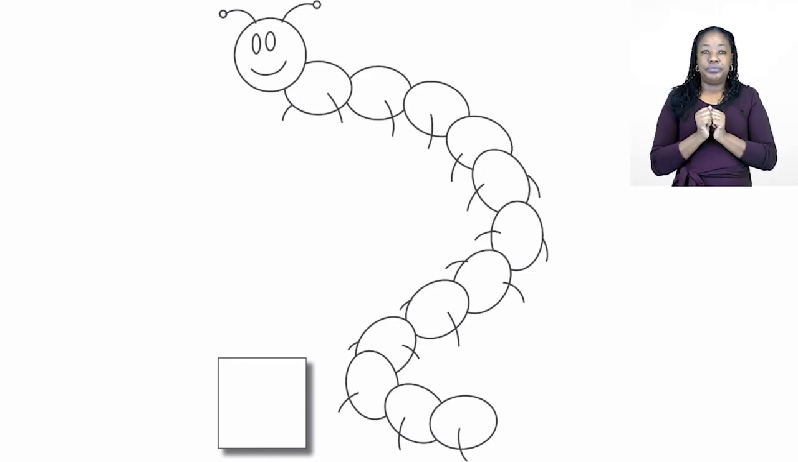Let's go again. 1, 2, 3, 4, 5, 6, 7, 8, 9, 10, 11, 12, 13, 14, 15, 16, 17, 18. So our caterpillar has 18 legs.